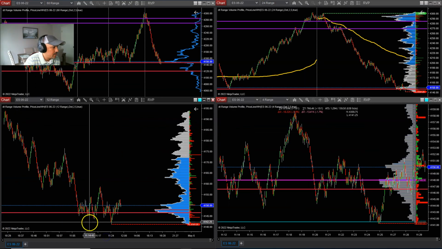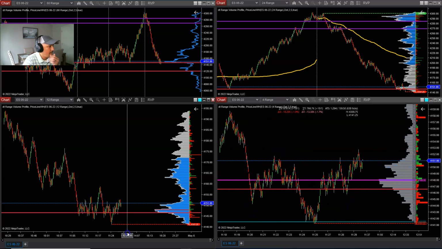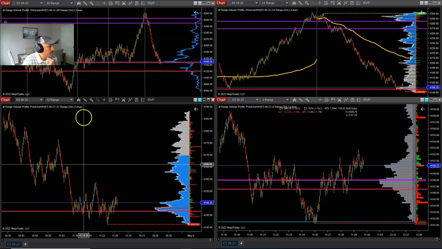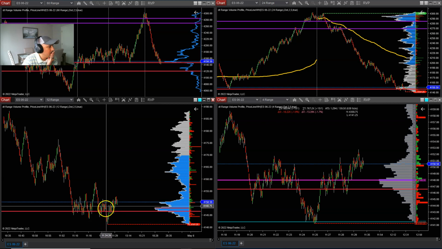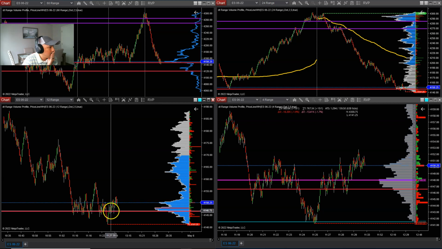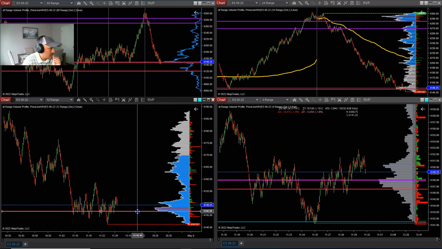So price is, okay, we're right here at the VWAP. It's rejected, it's still rejecting this area down here, and it's broke back above this red line that I have here.